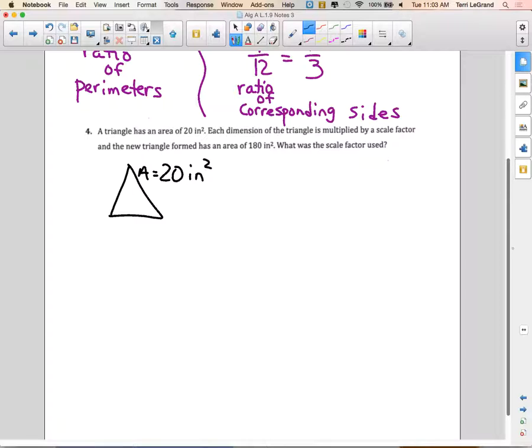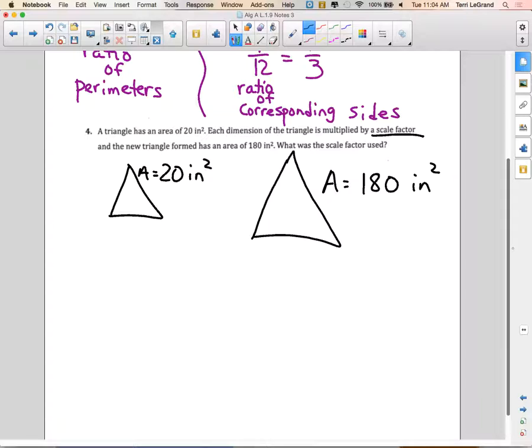Each dimension of the triangle is multiplied by a scale factor. Oh, but they don't tell us what it is. And a new triangle is formed that has an area of 180 inches squared. Is the new triangle bigger or smaller? Bigger. Well, it seems a whole lot bigger, right? So the area of the new one is 180 inches squared. So when we're done, we better expect our scale factor to be less than 1 or greater than 1? Greater. Better be greater than 1, right? Okay.